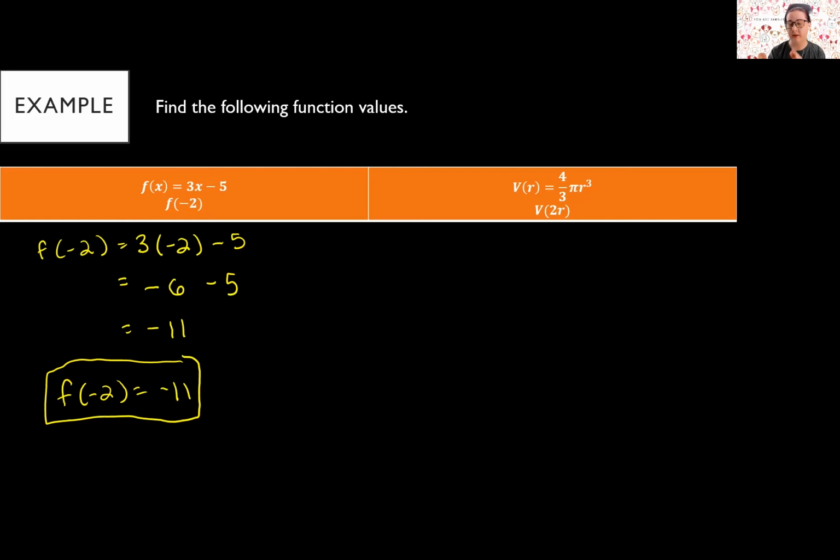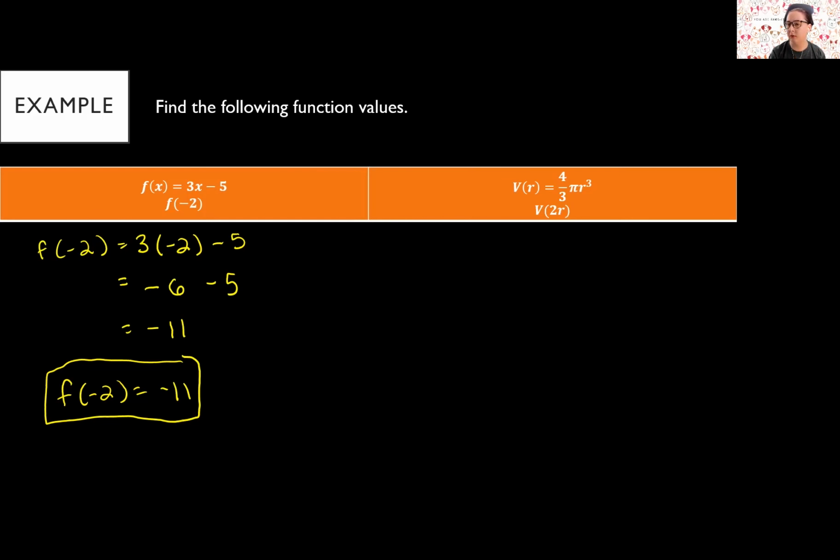Now the example on the right is a good example of how you can change units in a way. We have V of r equals 4/3 pi r cubed. This is actually the formula for the volume of a sphere. Then we want to find V of 2r. 2r is essentially the diameter, because 2 times the radius of a circle is the diameter.